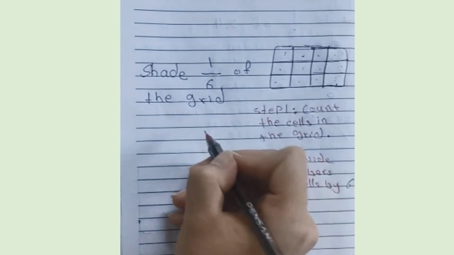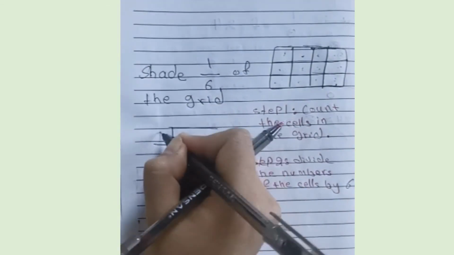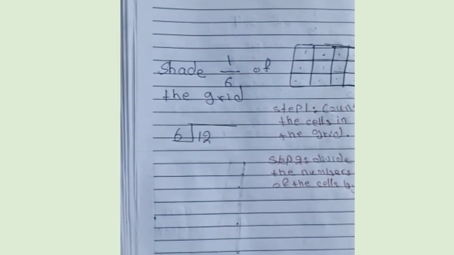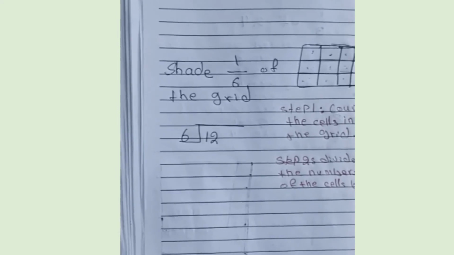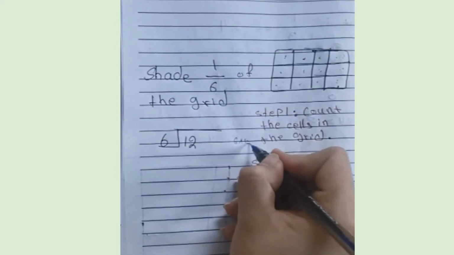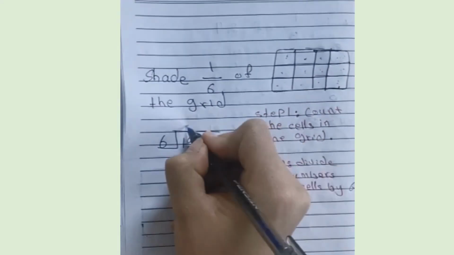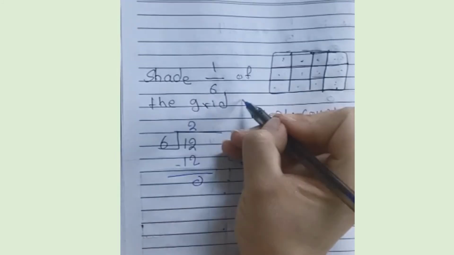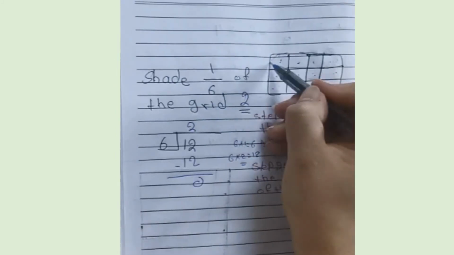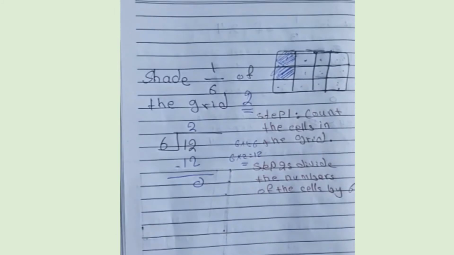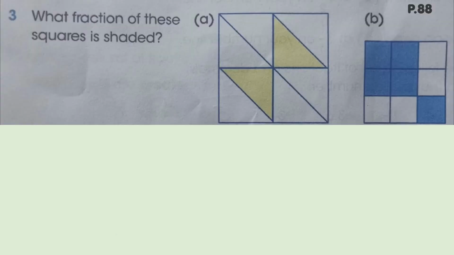So now we have the number of the cells of the grid, which is 12, and we divide it by the denominator of the fraction, which is 6. Again, we should find 12 in the multiples of 6. 2 times 6 equals 12. So we need to shade two parts or two cells of the grid. I skipped question 2 because I will be posting it to you as an assignment.